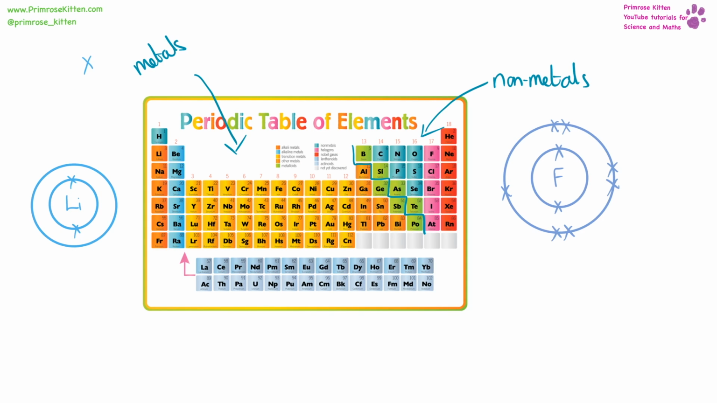Metals are going to lose electrons, and when we lose electrons we get positive charges, and non-metals are going to be gaining electrons, and when we gain electrons we get negative charges. Things in group 1 are going to lose 1 electron, so are going to be +1 ions. Things in group 2 are going to lose 2 electrons, so are going to be +2 ions. Things in group 6 here are going to gain 2 electrons, so are going to be -2 ions, and things in group 7 are going to gain 1 electron, so are going to be -1 ions.